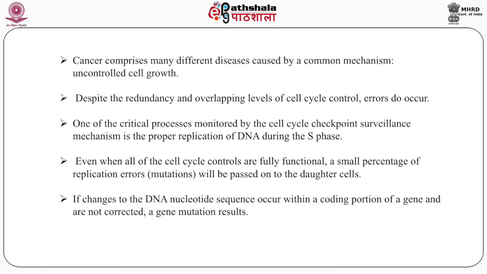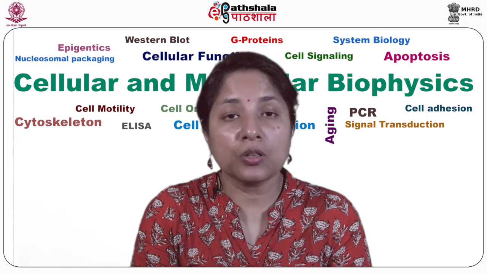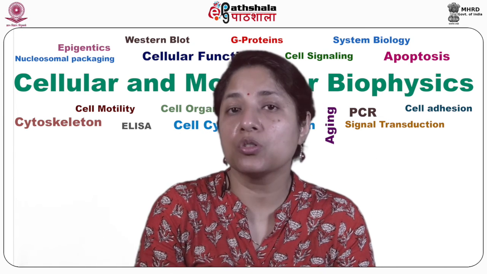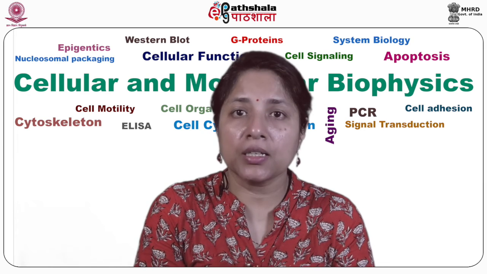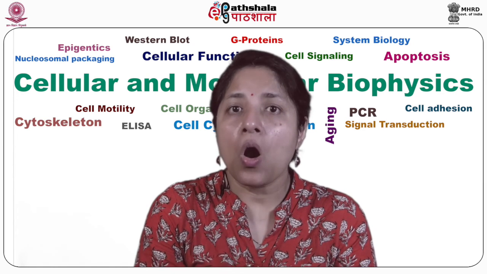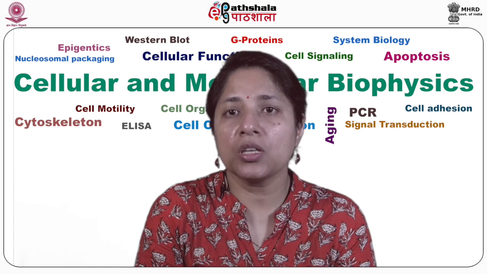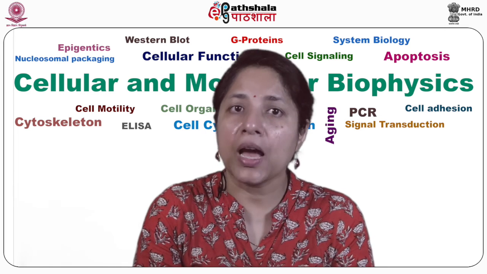One of the critical processes monitored by the cell cycle checkpoint surveillance mechanism is the proper replication of DNA during the S phase. Even when all the cell cycle controls are fully functional, a small percentage of replication errors, that means mutations, will be passed on to the daughter cells. If changes of the DNA nucleotide sequence occur within a coding portion of a gene and are not corrected, a gene mutation results.